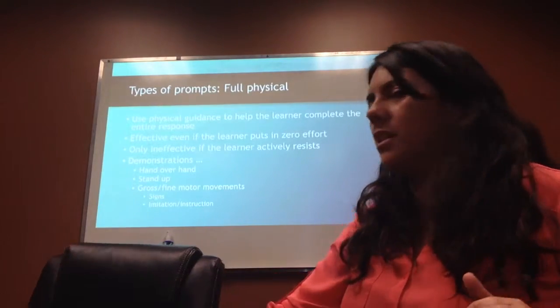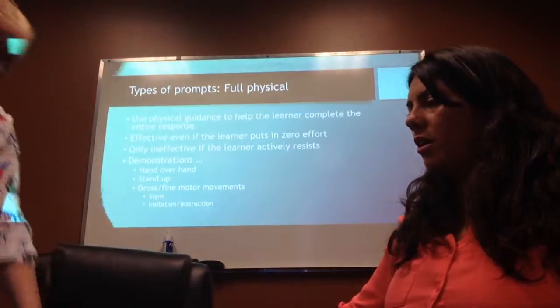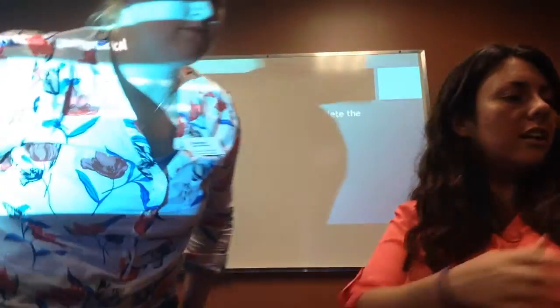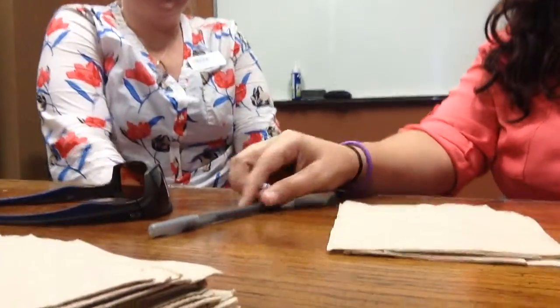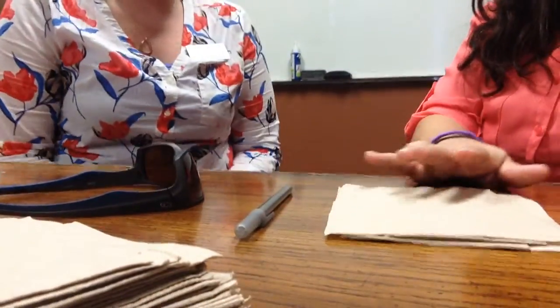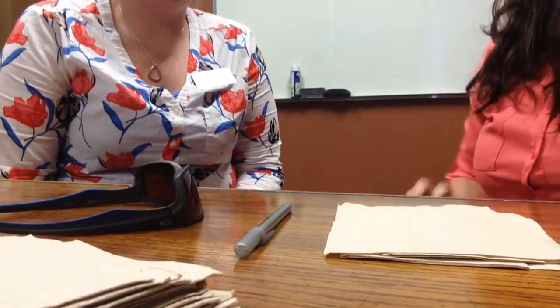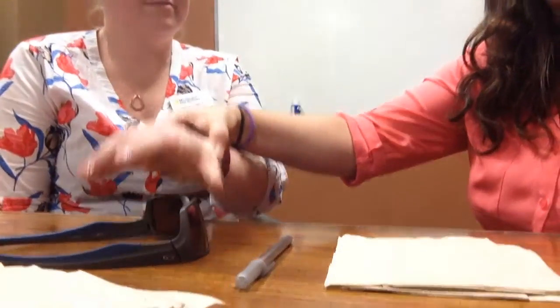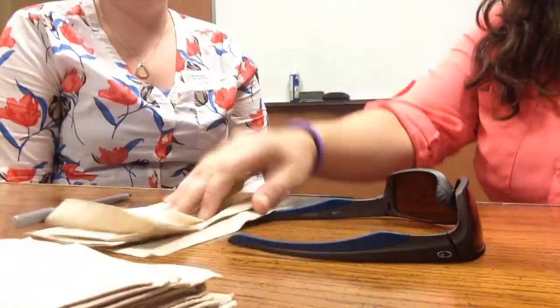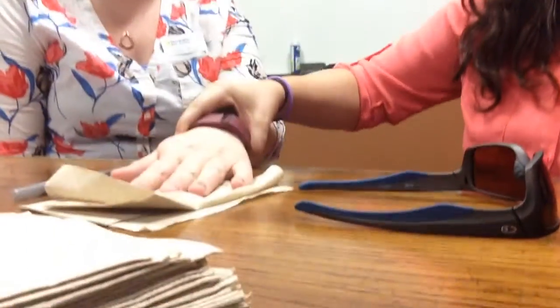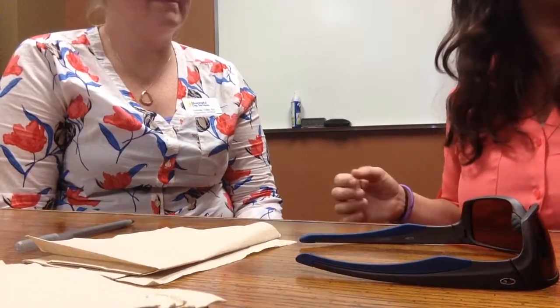If you want to come to the demonstration chair. For example, if we're trying to teach touching items. Thank you. You're welcome. Full physical, if you're doing one, is hand over hand, which would be like this. Touch glasses. Yes, glasses. Touch the napkin. Yes, napkin. Touch the napkin. There it is, it's a napkin. So that's hand over hand.